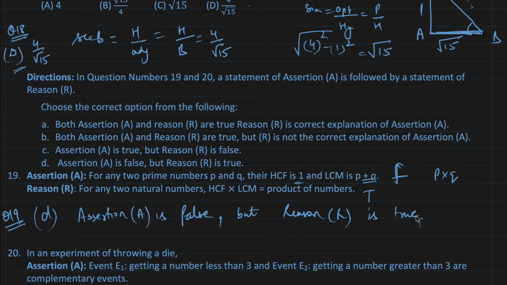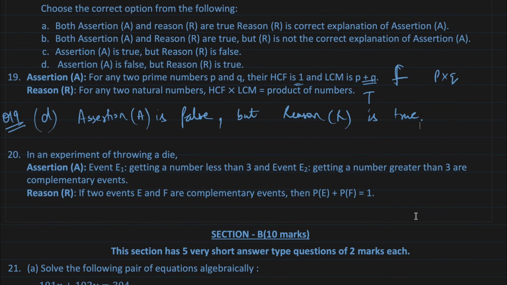Fine. Now, question number 20. In an experiment of throwing a die, event E1 is getting a number less than 3, and event E2 is getting a number greater than 3. So 4, 5, 6. So the probability of getting only two numbers is, over here, 2 by 6, which is 1 by 3. And over here it is 3 by 6, which is 1 by 2.